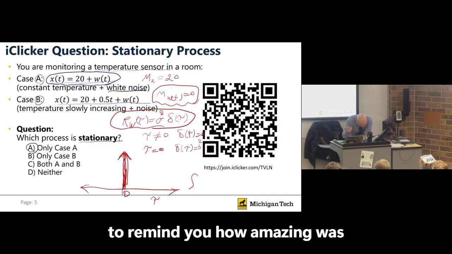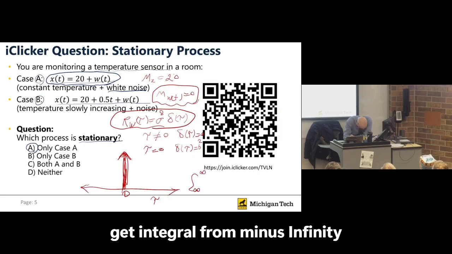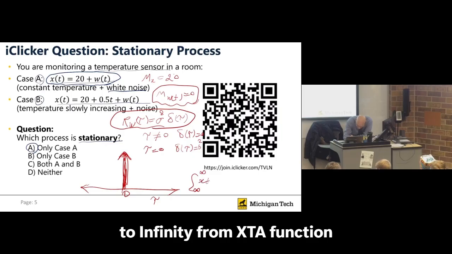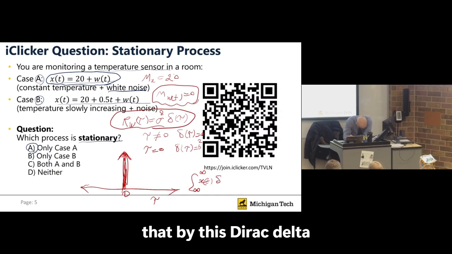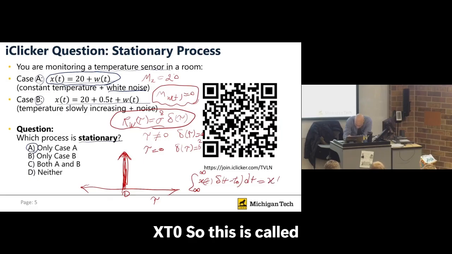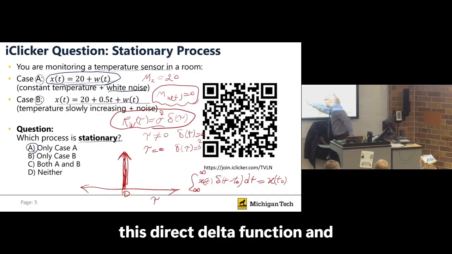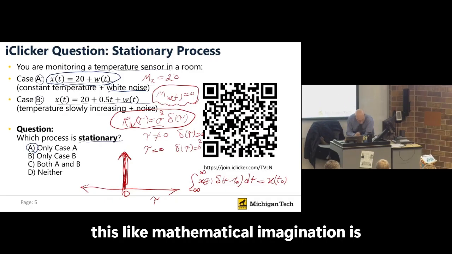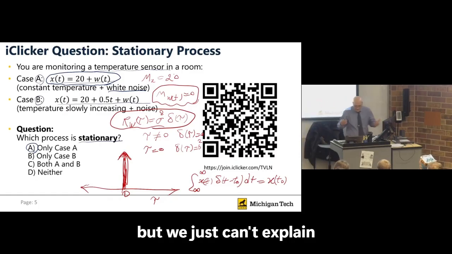I'm going to write it just to remind you how amazing that was. If you take the integral from minus infinity to infinity of x(t), a continuous function, multiplied by this Dirac delta, delta(t minus t0), this integral is going to be equal to x(t0). So this is called sampling. We do sampling using this Dirac delta function. It's a mathematical imagination that does not exist. We can have something go to infinity, but we just can explain that.